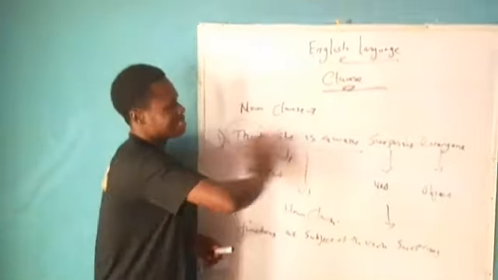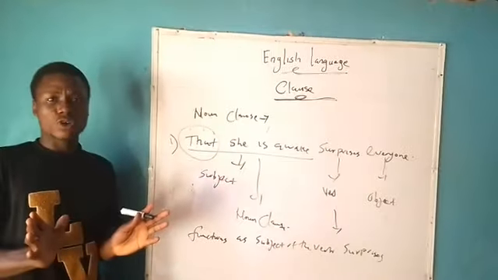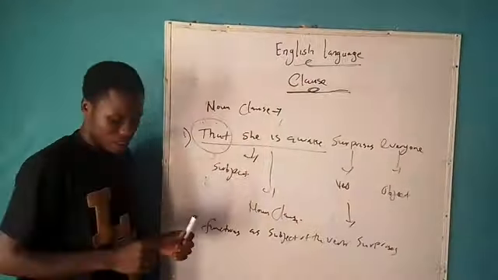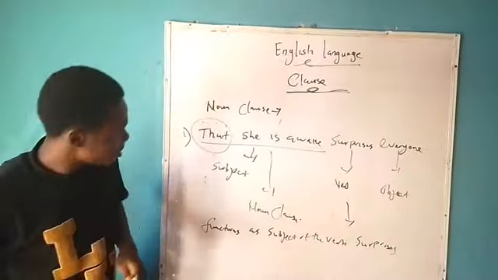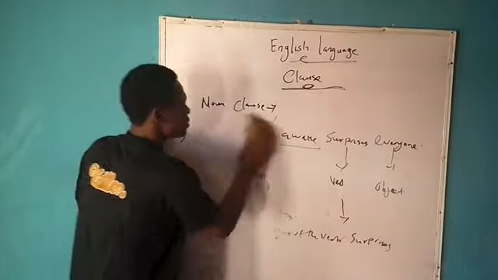Now you can see that "that she is awake" acts as what? As the subject of what? Of this sentence. Let's look at another example, for you to be able to understand it very well.